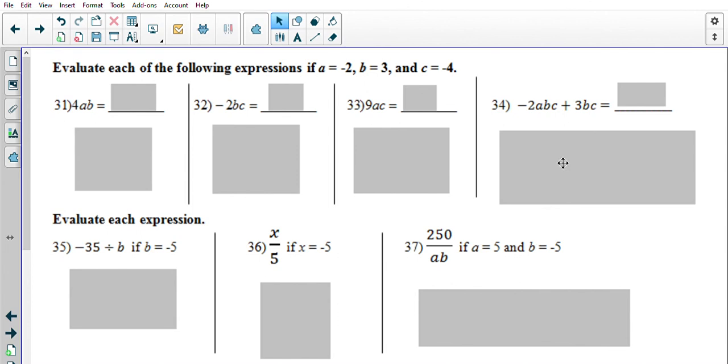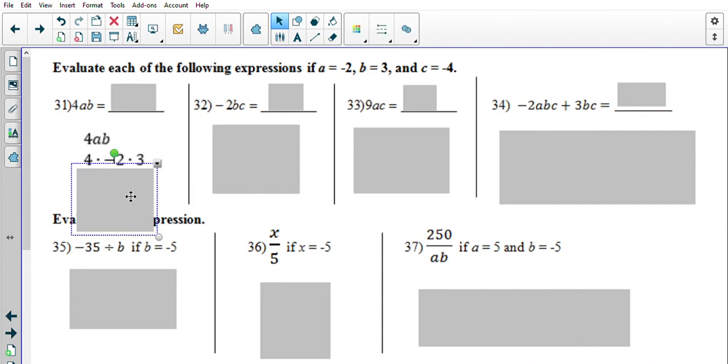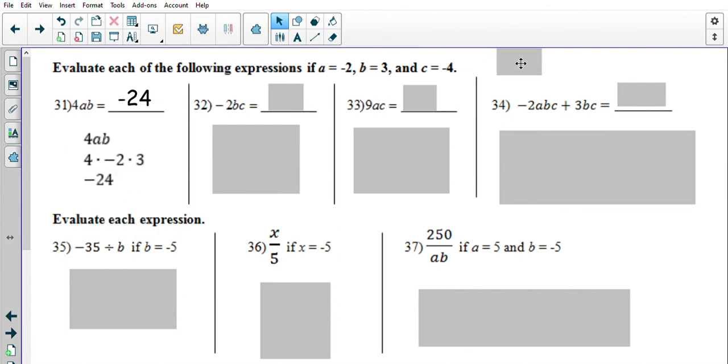So number 31, we've got 4AB. Replace A with negative 2 and B with 3. So we have 4 times negative 2 times 3. We've got one negative. Our answer is negative. So 4 times 2 is 8. 8 times 3 is 24. Final solution will be negative 24.